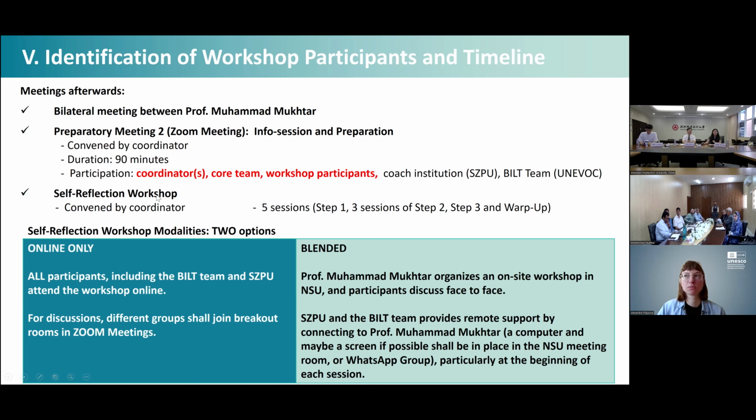After meeting 2, we would start our self-reflection workshop. It means the 3 steps. Now we have two options about the modalities of the self-reflection workshop. One is to make it a totally online workshop, which means that all participants, including us, will attend the workshop online. The other option is a blended one. It means that you could organize an on-site workshop on your campus, invite all the stakeholders to the meeting room, and discuss face-to-face. And we, as the coach and also the build team, would provide remote support. So you may choose from these two options.